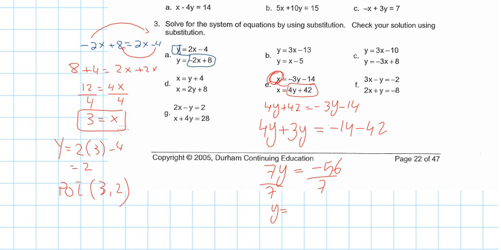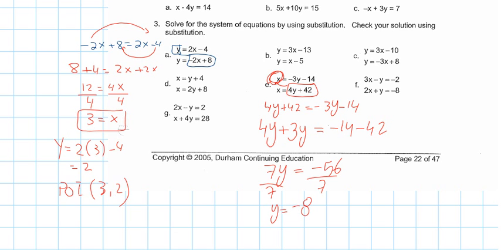I don't get the right answer. Why not? It will. Negative what? 56 over 7. Divided by 7? Yep. Negative 8. Okay? So that gives you the y value.